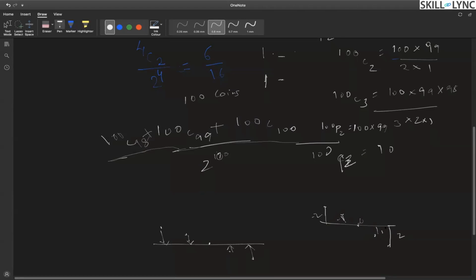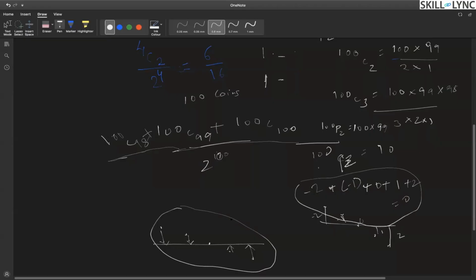Now sigma means summation, right? So if I add this now, minus 2 plus minus 1 plus 0 plus 1 plus 2, I will get 0, right? So it has no significance. We could see that from here we have a variance, we have the dispersion, but the value is 0.